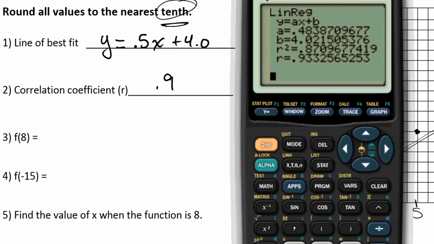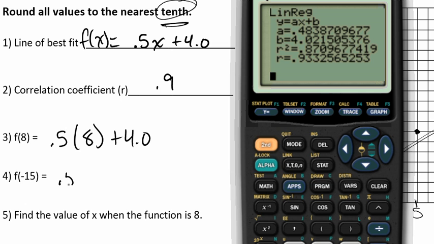Okay, and so now that I have this model written down, I can go ahead and evaluate this function. And I probably should write this in function notation. So in function notation, it would look like f of x equals 1 half x plus 4.0. So if I'm trying to figure out what f of 8 is, basically what I'm going to do is take my function, which is 0.5, times that input value 8, and then add 4.0 to it. I'll do the same one below here. It's going to be 0.5 times that input value of negative 15, and then I'm going to add 4.0 to that.